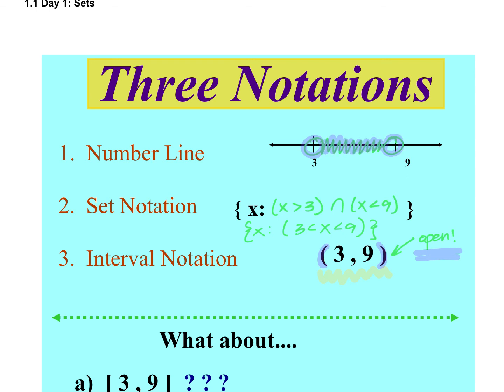In the set notation, I've been sure to include both characteristics, that x is greater than 3 and x is less than 9. It is okay if you want to combine those into a double-sided inequality to show both of those characteristics, and then you wouldn't have to use the intersection.